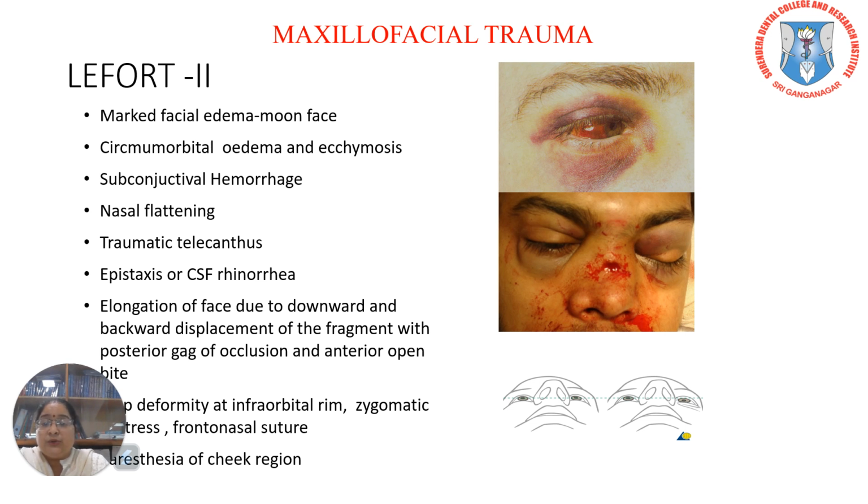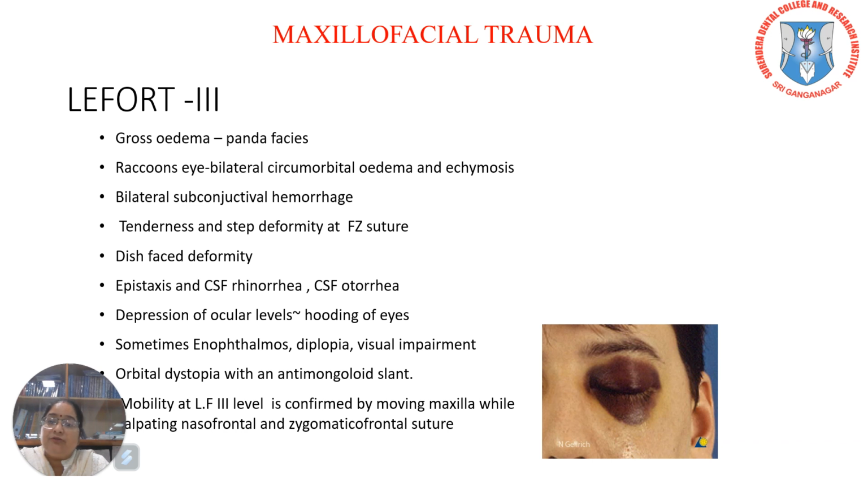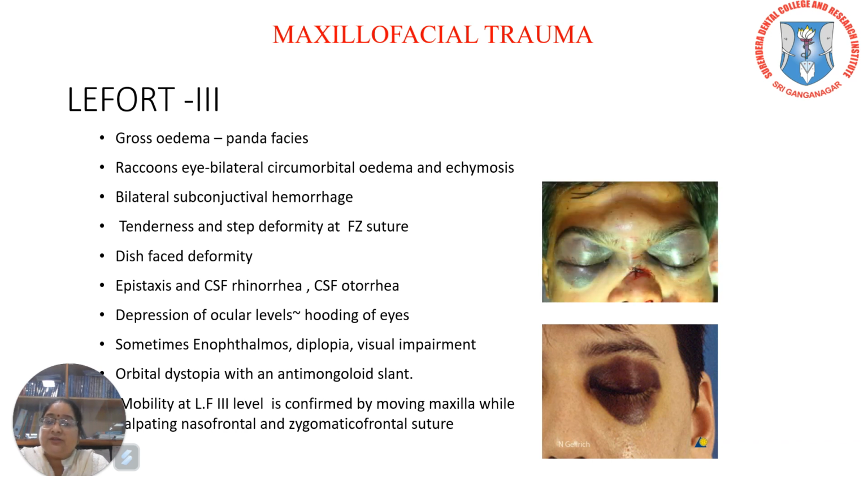Elongation of the face due to downward and backward displacement of the fragment, with posterior gagging of occlusion or anterior open bite, can be there. Step deformity you can feel, as in the pyramidal fracture, at the infraorbital rim, zygomatic buttress or frontonasal suture area. The fracture line passes through the infraorbital foramen, so we can have paresthesia of the cheek region, that is the infraorbital region.